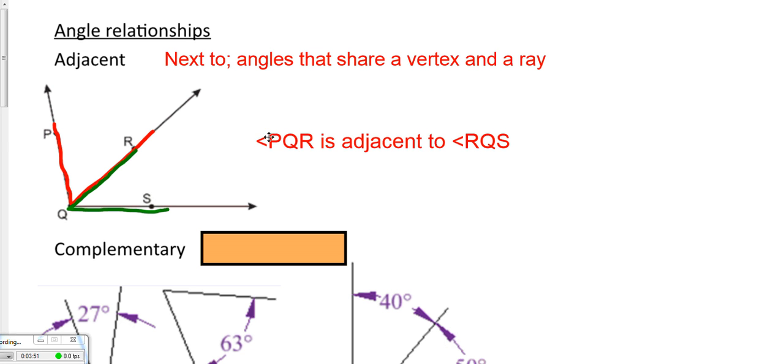Now, this symbol looks like a less than symbol when I type it out on this software. I want you to draw in what should look something more like this. Remember, that's our angle sign. Angle PQR is adjacent to angle RQS.